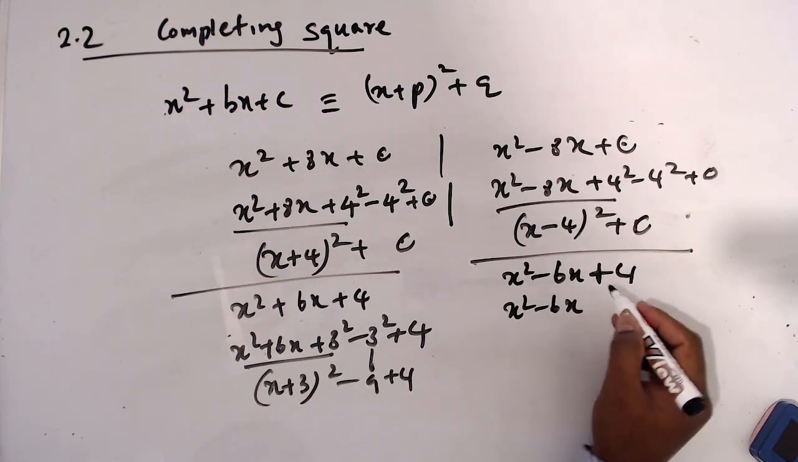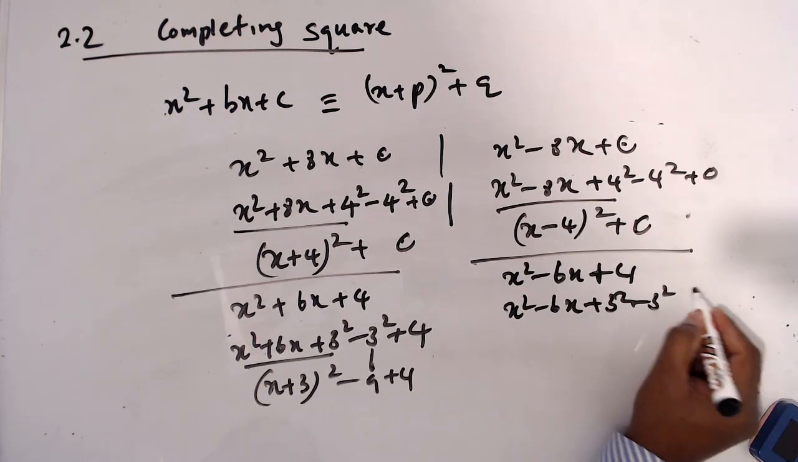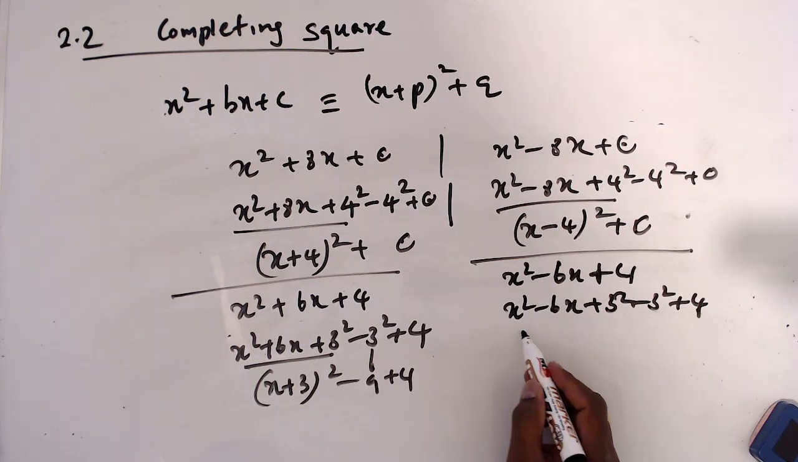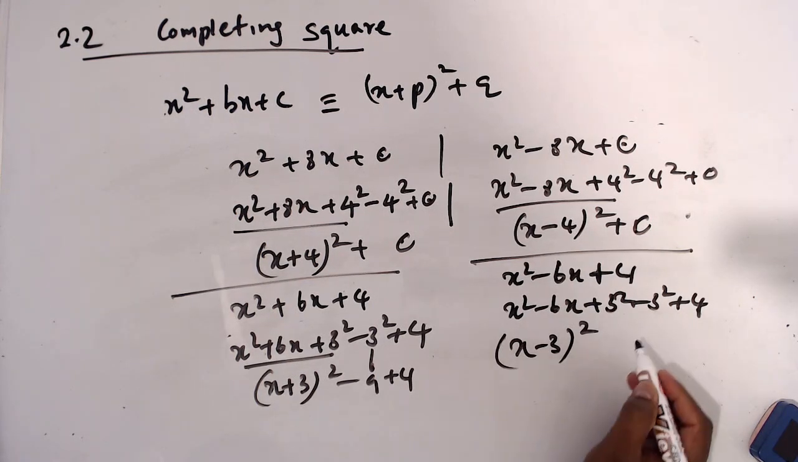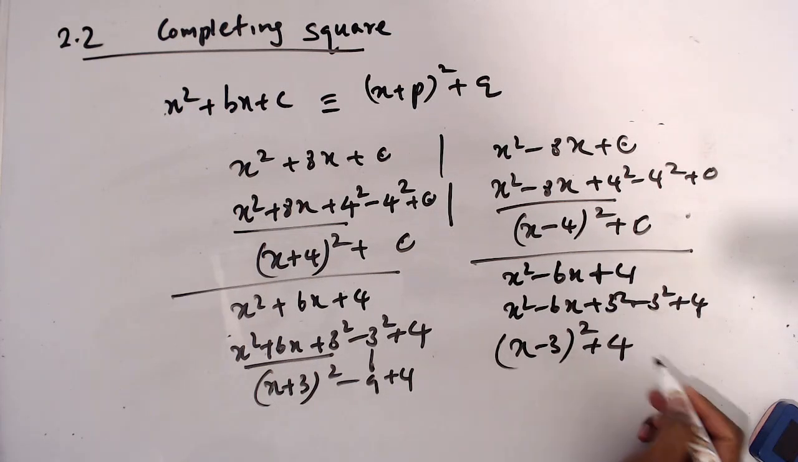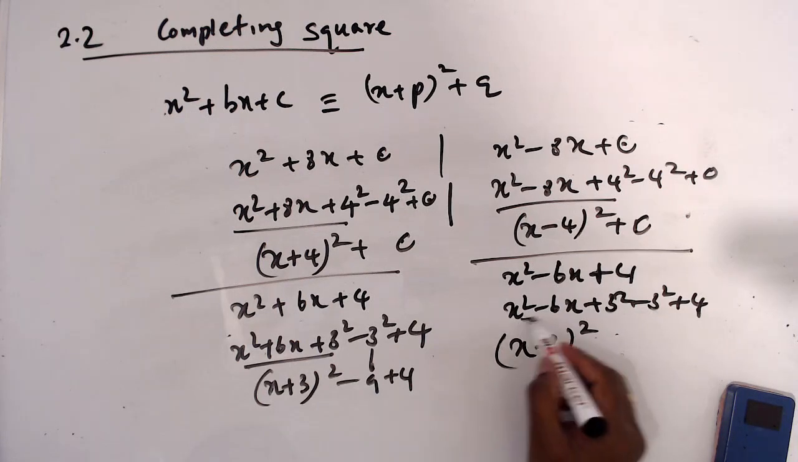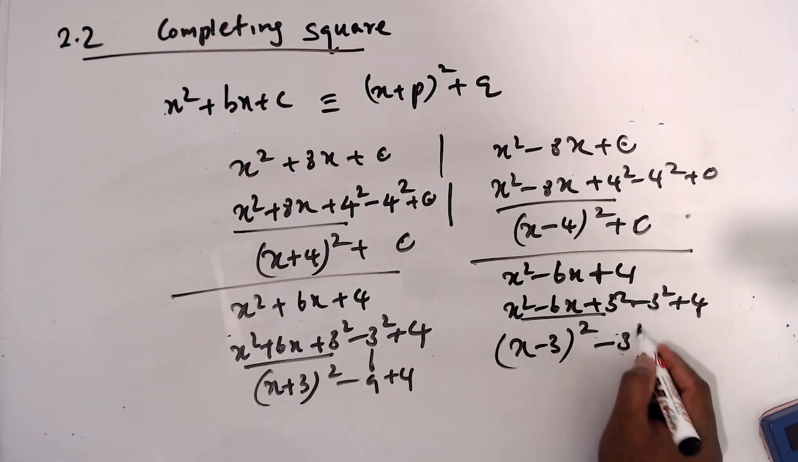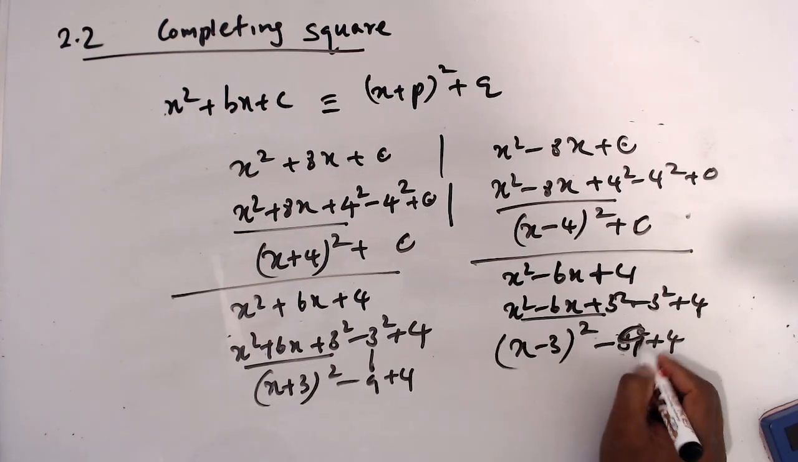minus 6x, half of 6 is 3, you add, and then you minus the same value, 3 square, plus 4. But make sure when you write here, it has to be matched with this symbol. So x minus 3 square, and remain is 3 square plus 4. 3 square means 9 plus 4.